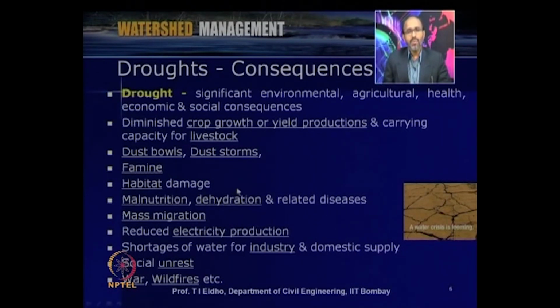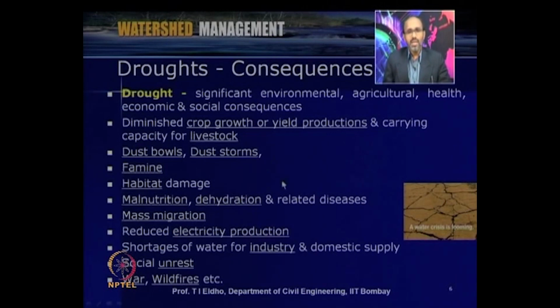And then people migrate from one country to another country, or from one area to another area. So, mass migration will be an outcome of this. And then in areas where the power production is from hydroelectric power plants, there is a possibility of reduced electricity production, since sufficient water will not be available. Then there is a shortage of water for industry. So, industrial yield and output will be reduced, and there will not even be sufficient water for domestic supply.